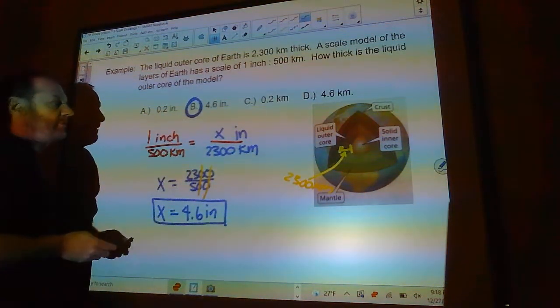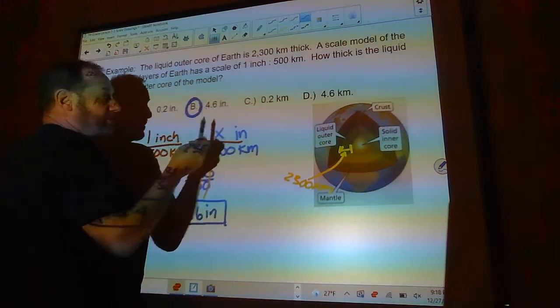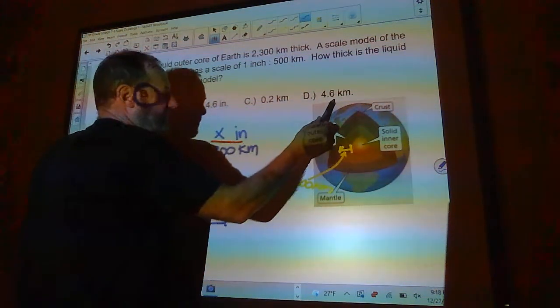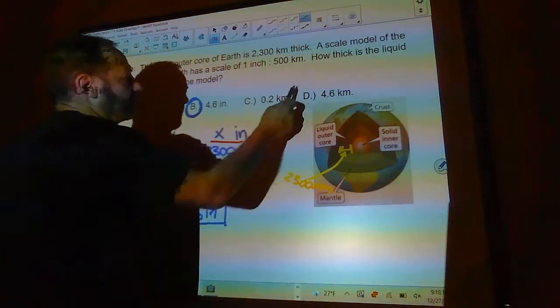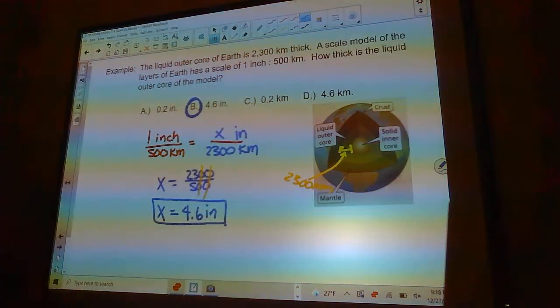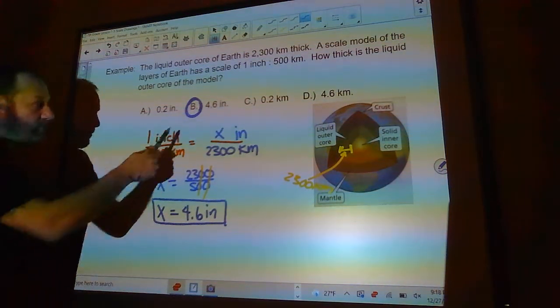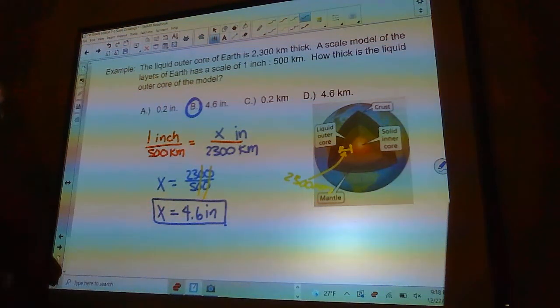Now be really careful about problems like this because a lot of times, especially in multiple choice, they'll have 4.6 inches and 4.6 kilometers. People very often will see this first and they'll just go, oh, 4.6 kilometers, done. But it's the inches that you want.